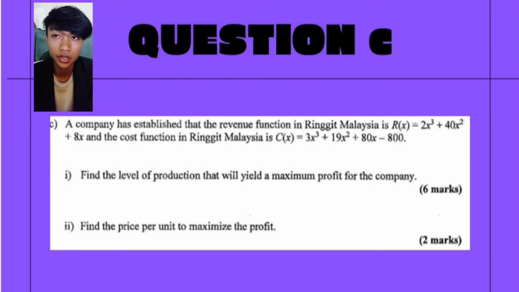Move on to question C. A company has established that the revenue function in Ringgit Malaysia is 2x to the power of 3 plus 40x squared plus 8x, and the cost function in Ringgit Malaysia is 3x to the power of 3 plus 19x to the power of 2 plus 80x minus 800. Number 1 Roman, we need to find the level of production that will yield a maximum profit for the company. And number 2 Roman, we need to find the price per unit that maximizes the profit.